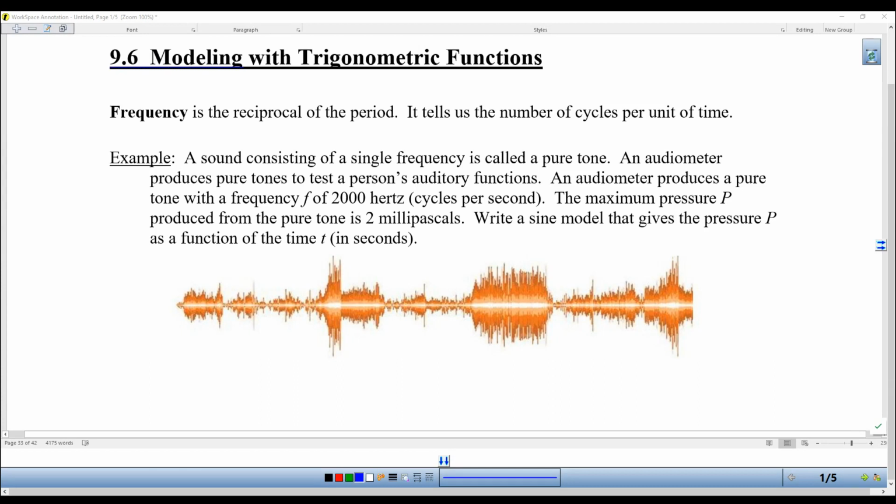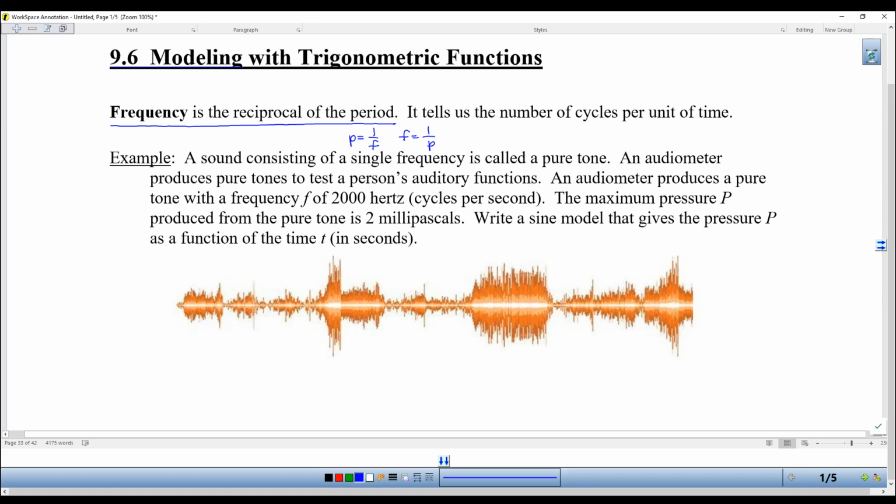So today we're going to learn about frequency. Frequency is the reciprocal of period. So it's a pretty simple definition because if you know the period, then the frequency is the reciprocal of it. Or you could write it: frequency, reciprocal of period. Either way, it would be the same. It tells us the number of cycles per unit of time. We'll jump straight into an example, and I think you'll understand it.